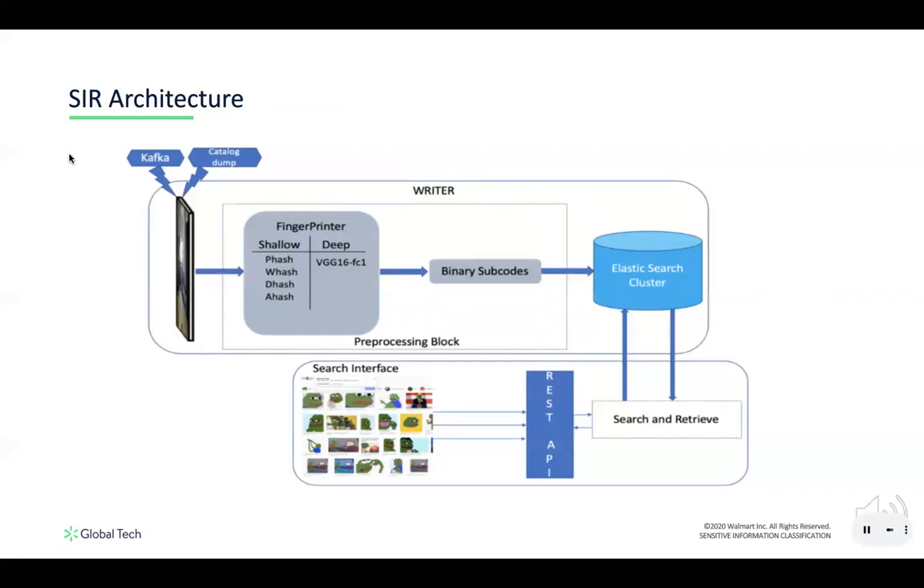A user or an analyst might provide a query image in the search interface. Binary subcodes of the query image are generated in a similar fashion and would be compared to every image in the catalog. Subcode filtering is used to achieve sublinear search times. The images are compared using Hamming distance. Images close to the query image are finally retrieved.